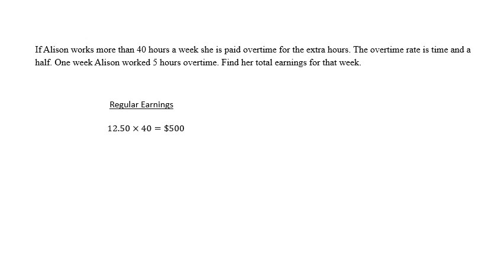Then we look at her overtime hours. So we have to figure out first how much she makes an hour for overtime. So we take her regular rate, which is $12.50, and because it's time and a half, we multiply it by 1.5. So when she's working overtime, instead of making $12.50 an hour, she's making $18.75 an hour. So for time and a half, we multiply by 1.5. If it's double time, we'd multiply by 2.